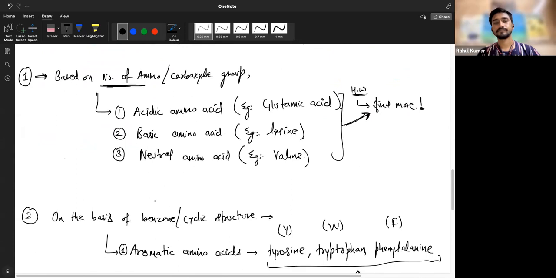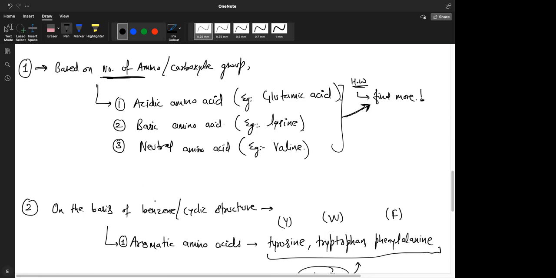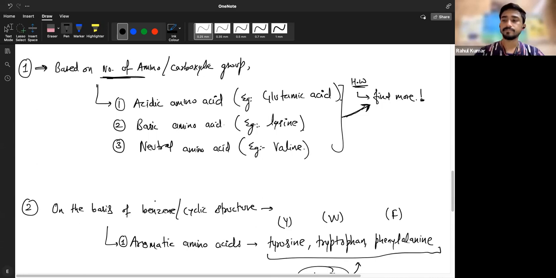Then, on the basis of the number of amino or carboxylic groups, amino acids are of 3 different types. First one is acidic amino acid. Example is glutamic acid.